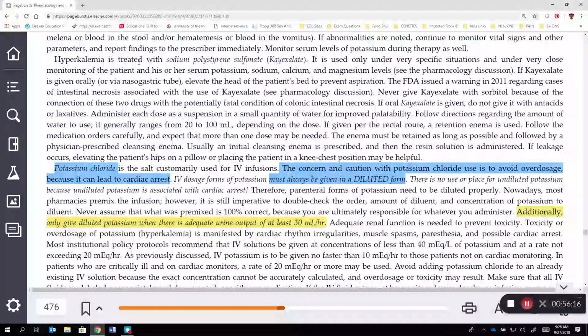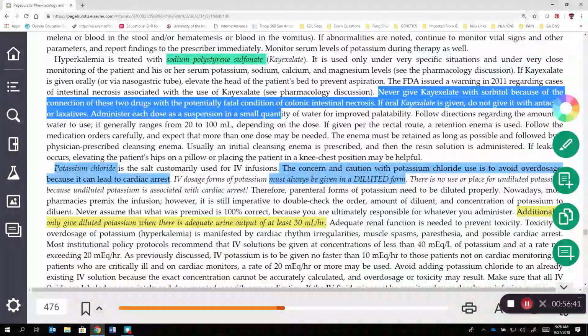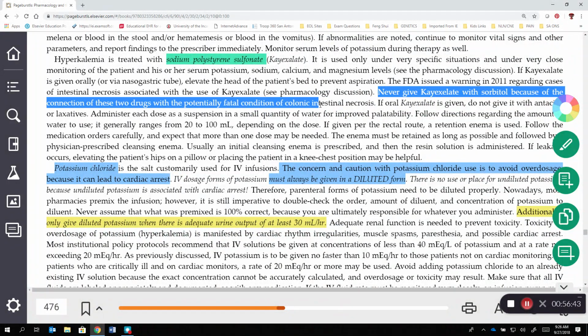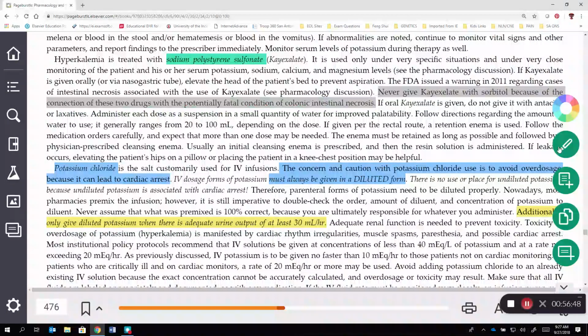Here's our sodium polystyrene sulfonate right here that you need to know. Under no circumstances do you give this to a patient who has absence of bowel sounds, known constipation, or any other irregularity or abnormality within the intestinal tract. And it says right here, never give it with sorbitol, because with the combination of these two drugs, potentially fatal colonic intestinal necrosis can occur.